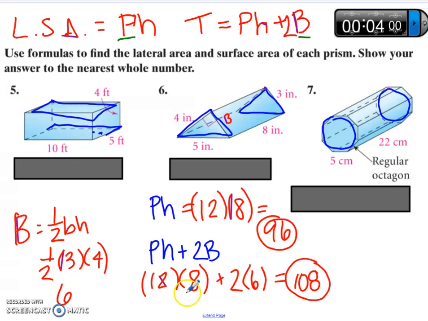Have the same 12 times 8 here. And then the area of the base would be the area of this triangle. So that would be 1/2 base times height. 1/2 times 3 times 4. Remember, the 5 is the hypotenuse. It's not the height of the triangle. So we have the 3 in the middle. That's 12. Half of 12 is 6. So then the 6 replaces the big B. 108.